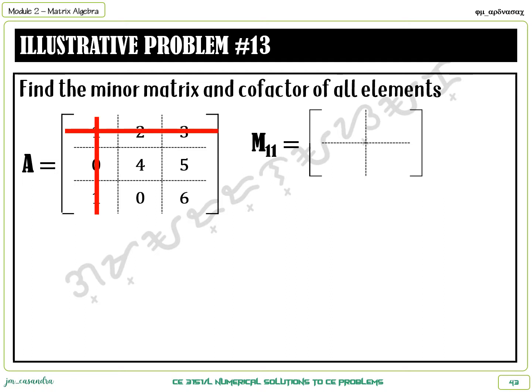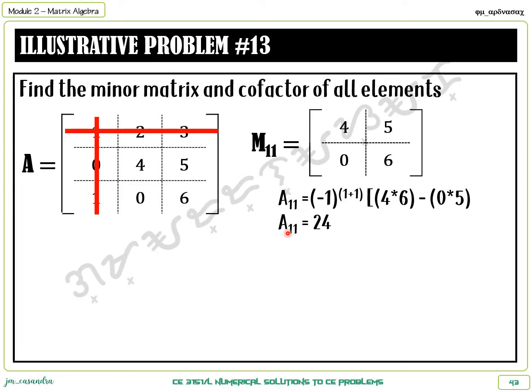So for M11, or the minor matrix of element 1, 1, it will now be 4, 5, 0, and 6. For the value of the minor matrix, or the determinant of the minor matrix, it will simply be 4 times 6 minus 0 times 5. And the cofactor will now be including our negative 1 raised to i plus j. So with that, we'll now arrive at a positive 24.